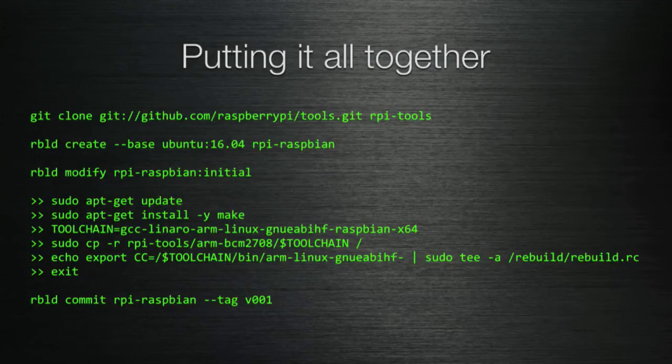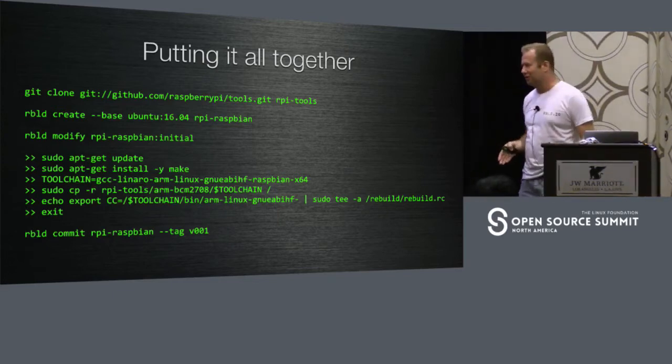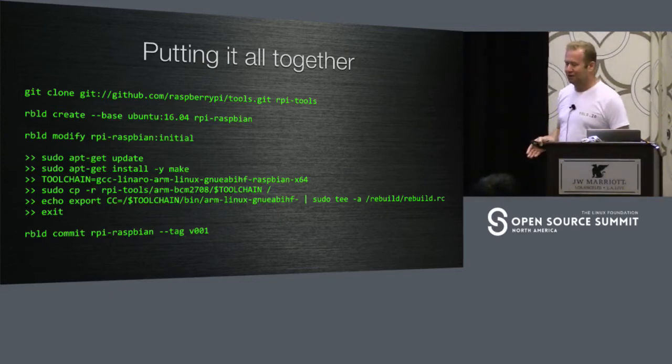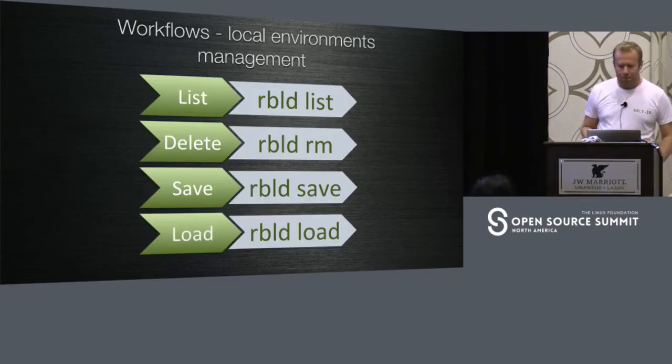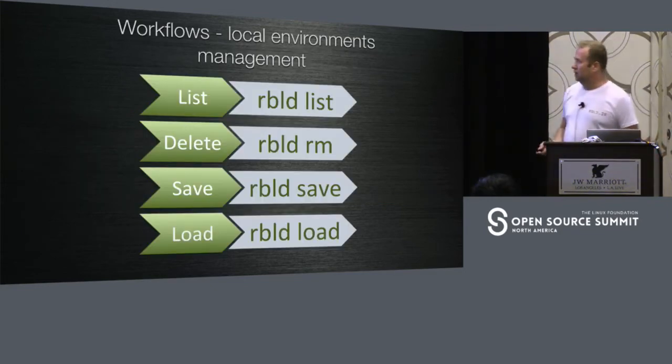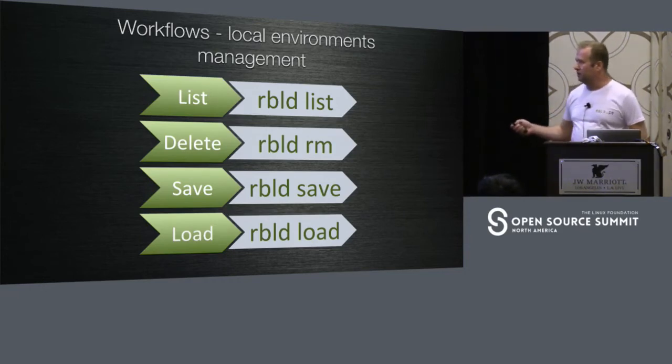So the thing is that it took us, I don't know, 4 minutes now, but we know that in some organizations, adding an additional toolchain to their build system might take between several hours to several days. In addition, we can, of course, work with our local environments. So we can, as we saw, list them, we can delete our environments, and we can save and load.